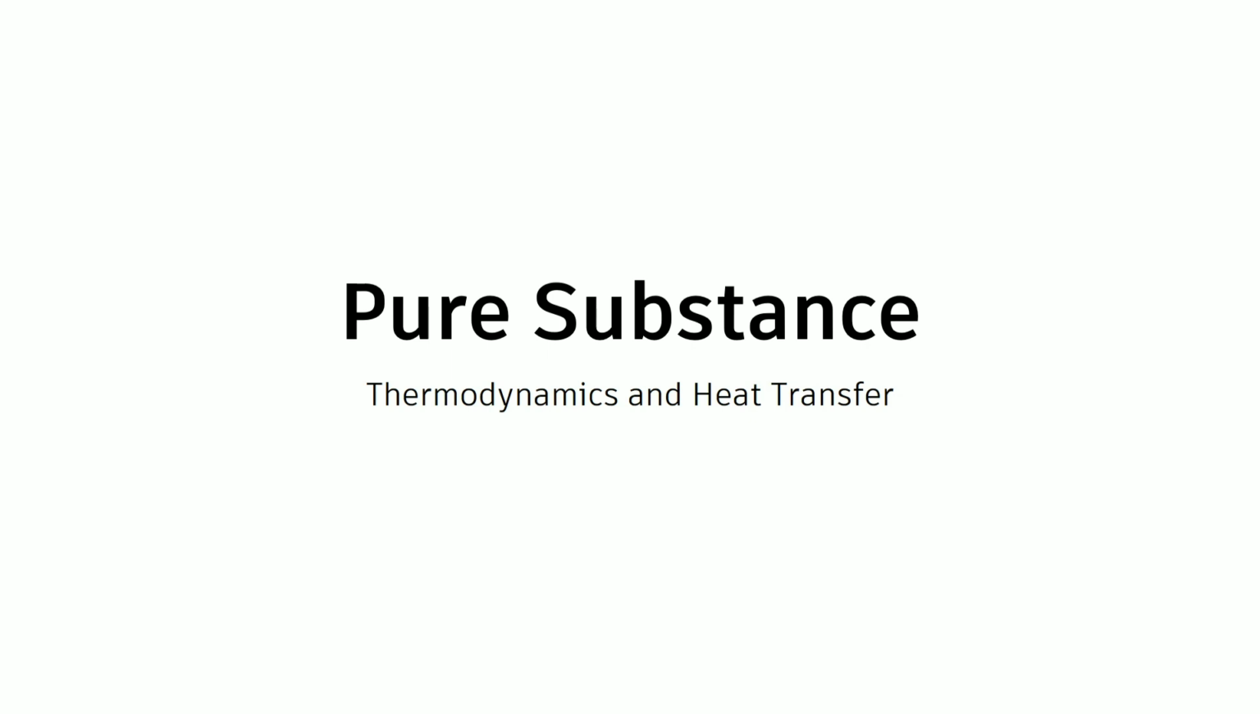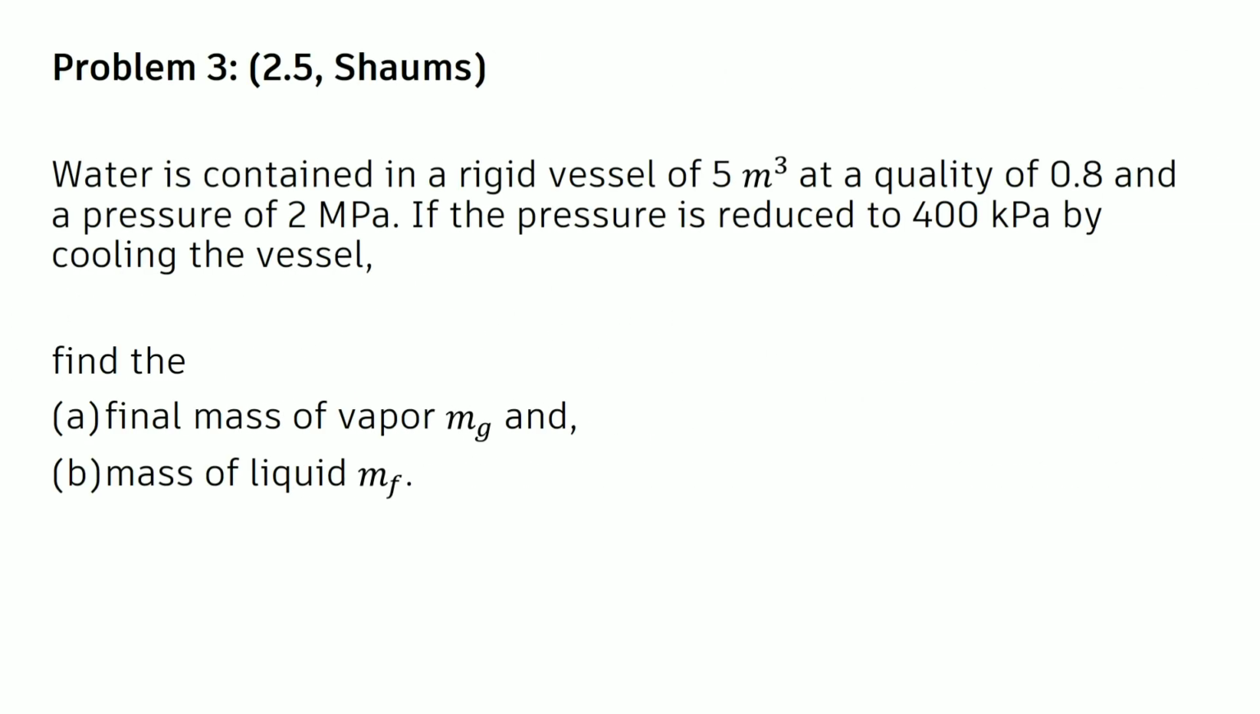For our third problem, we have water contained in a rigid vessel of 5 cubic meters and a quality of 0.8, and it also has a pressure of 2 megapascals. If the pressure is reduced to 400 kilopascals by cooling the vessel, we are tasked to find the final mass of vapor and the mass of the liquid.